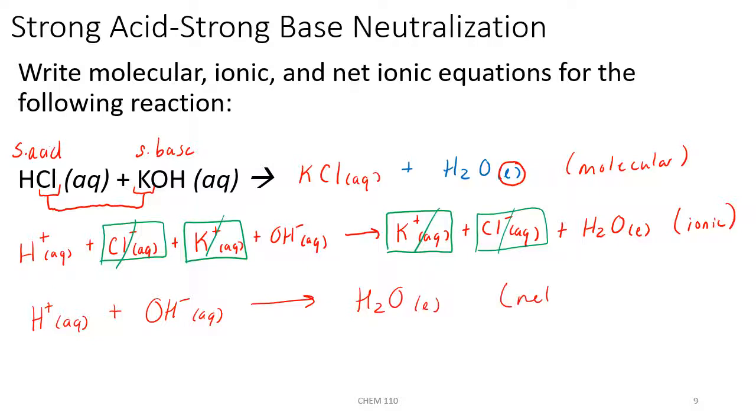So our net ionic reaction for an acid-base neutralization, when we have a strong acid and a strong base, is always going to be the same. It's always going to be hydrogen ions combining with hydroxide ions to form water.